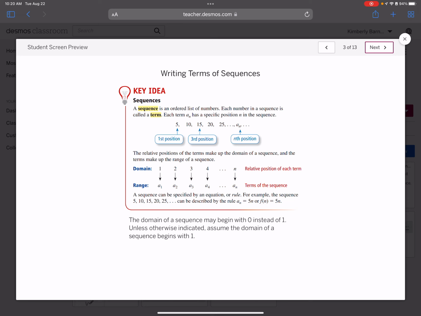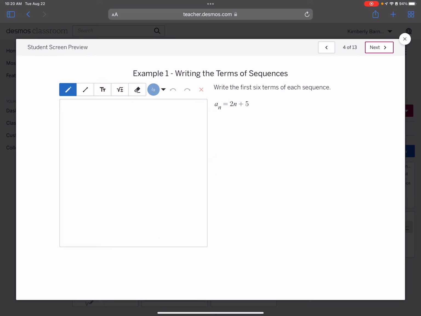Now, the domain could begin with 0 instead of 1, but if they don't say that, just assume it starts with 1. So you could technically find the 0th term if you needed to. All right, so example 1, writing the first 6 terms of a sequence.